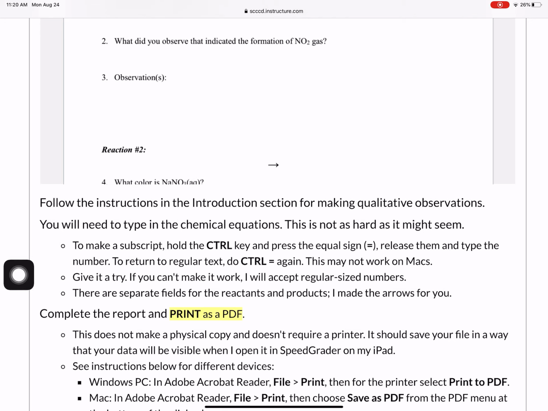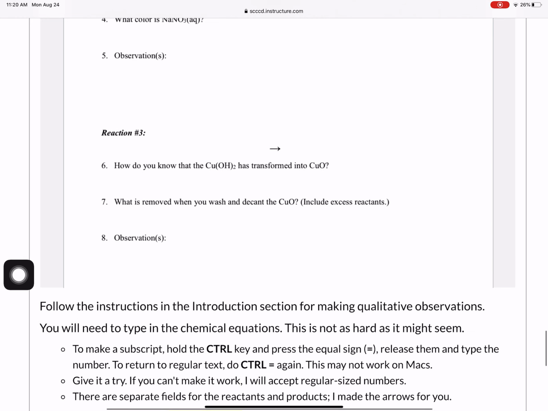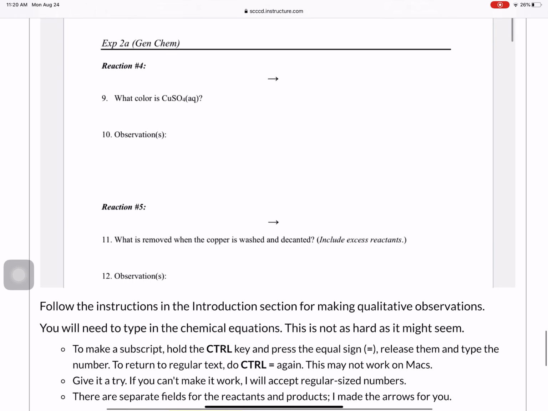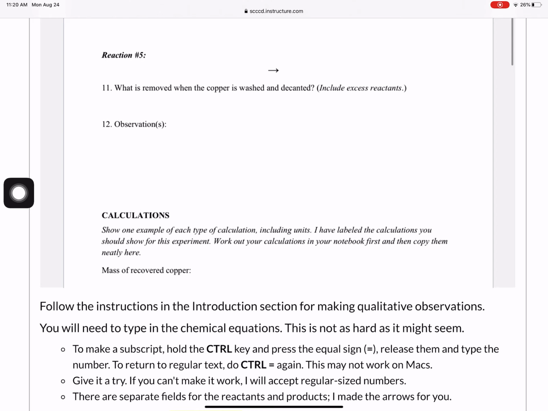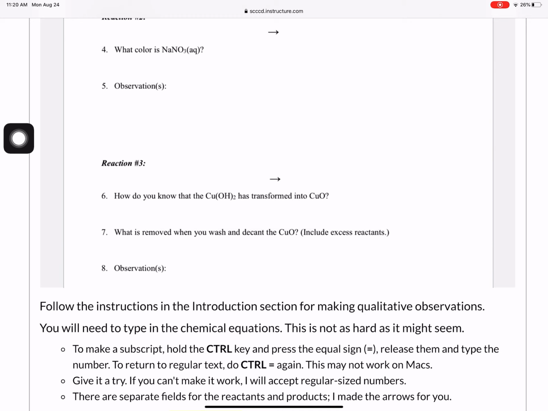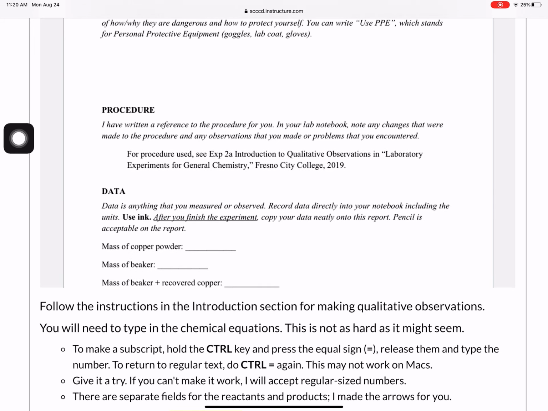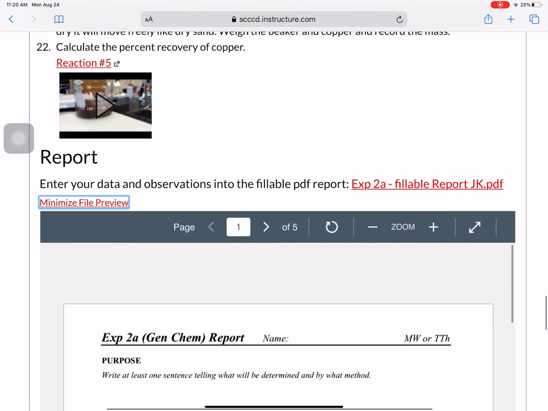Okay? So you'll go through all of that, the different reactions. There's all kinds of questions here. What color is CuSO4 aqueous? So then, there again, it's asking you what's the color of the solution. What's removed when copper is washed and decanted? Include excess reactants. So if we go back and look at the chemical equation for number 5, oops, it's way up here.